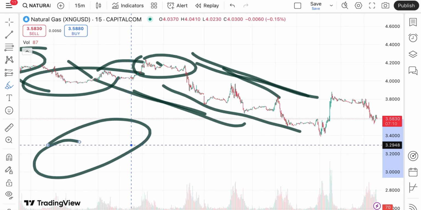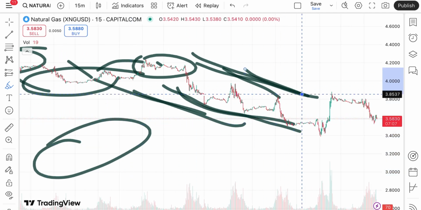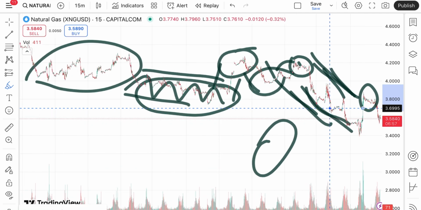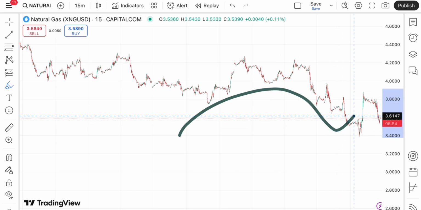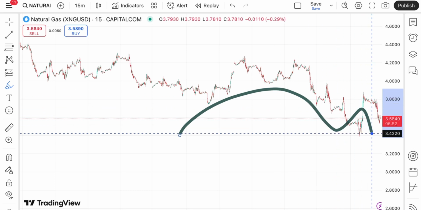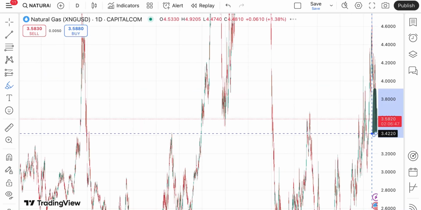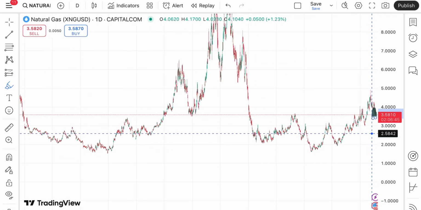Now if you look at this trend, this was the period when the tariff was there, and this is the particular period where the tariff got paused. So chances were very high that if the price keeps moving below this level, we can see a further downfall. If you go on a daily chart, you will see clearly how the price will go upside or downside.